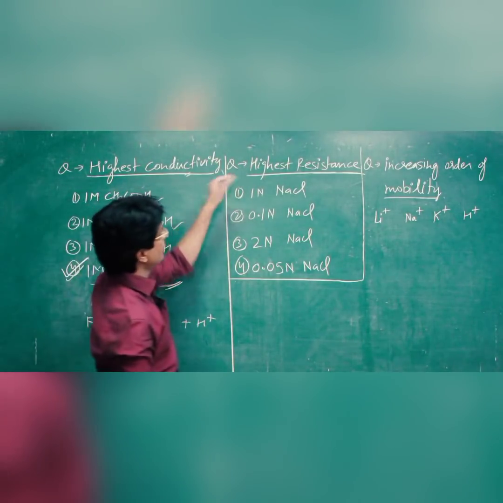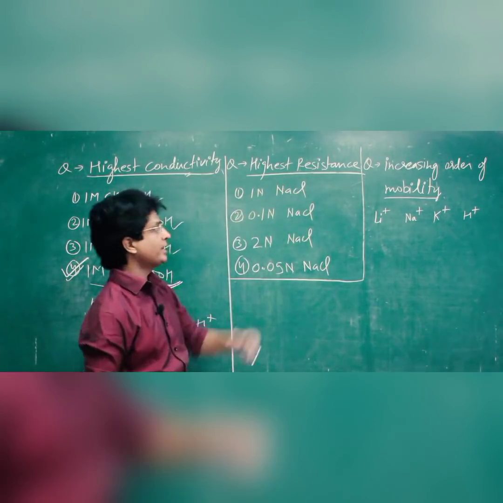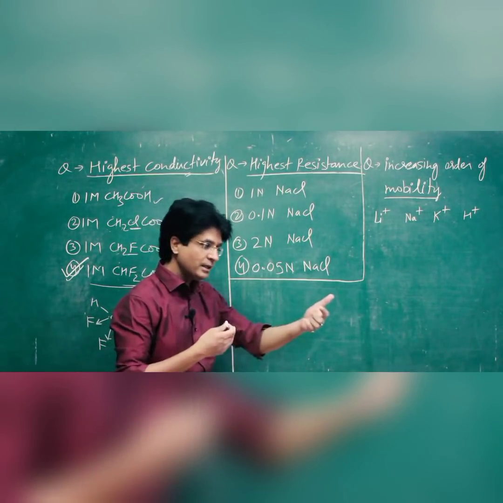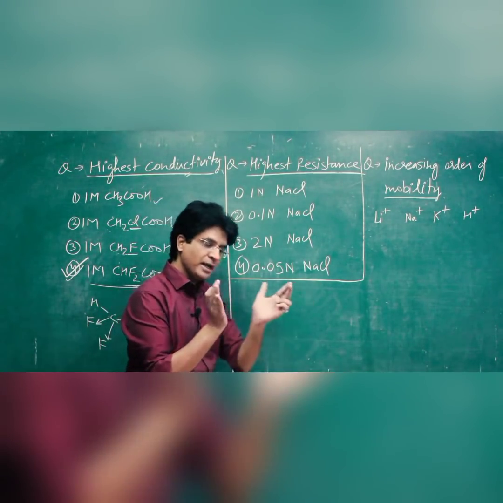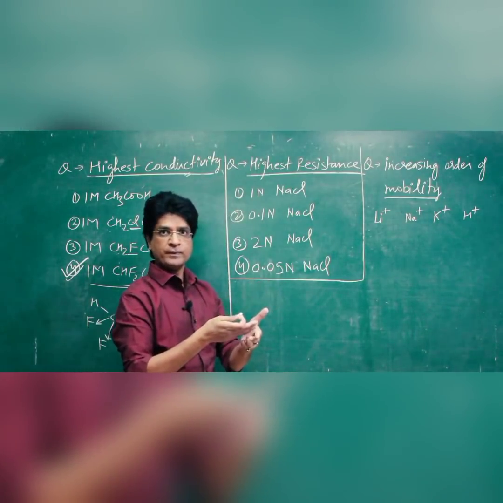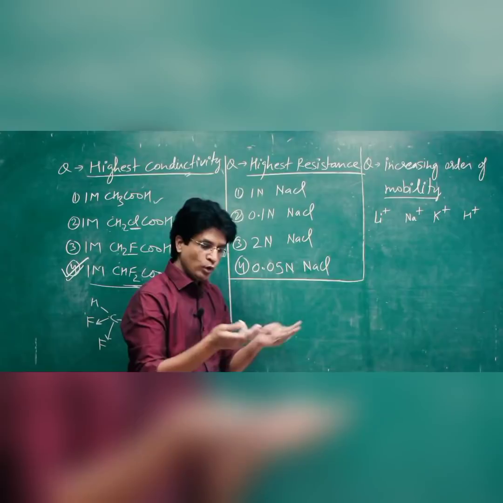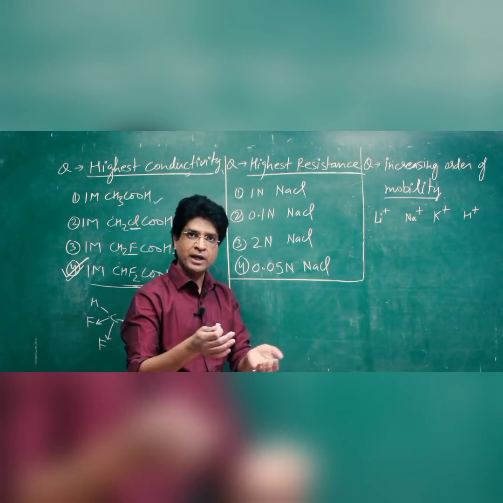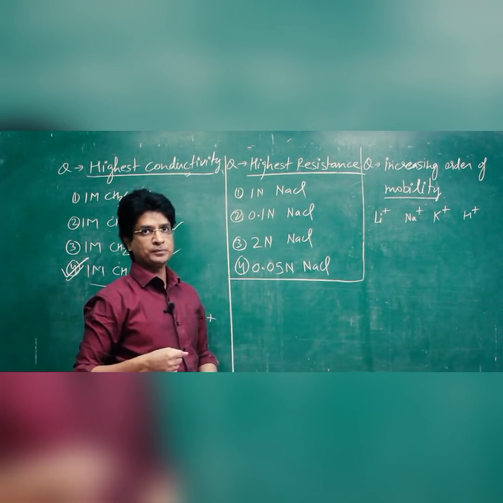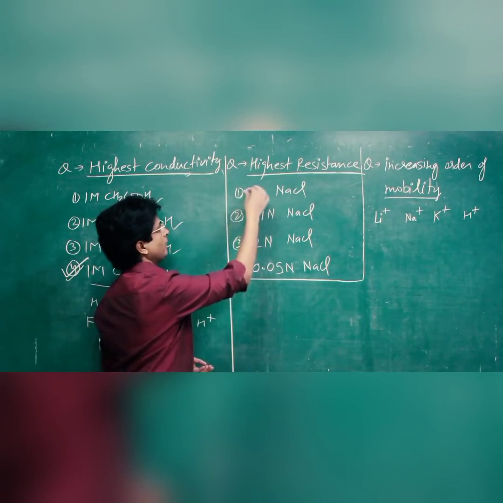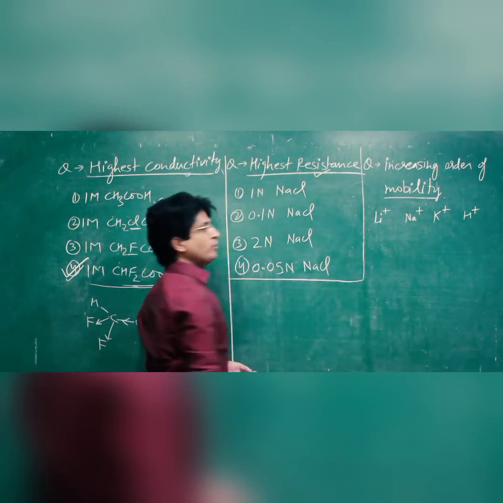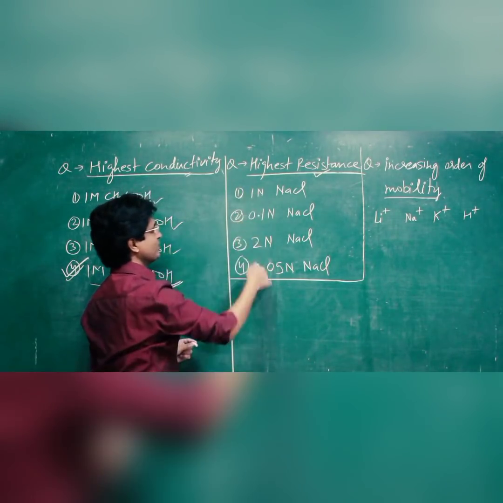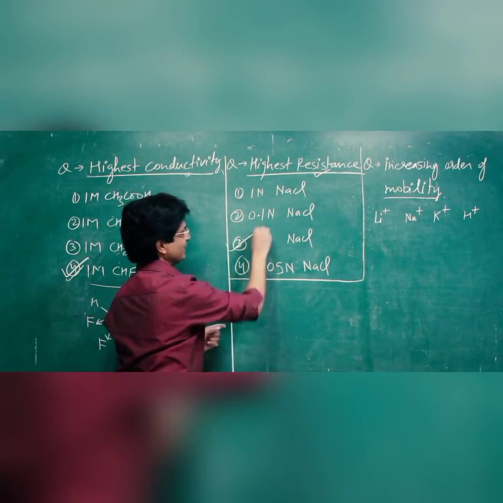Now come over here, highest resistance. Now resistance in solution depends on what? Inter-ionic interaction. And inter-ionic interaction depends on the concentration. More the concentration, more closer are the ions. More closer the ions will be, more will be the inter-ionic interaction. They will pull each other more. So highest resistance will be shown by that solution which has more concentration. So the more concentration among these four is the third one.